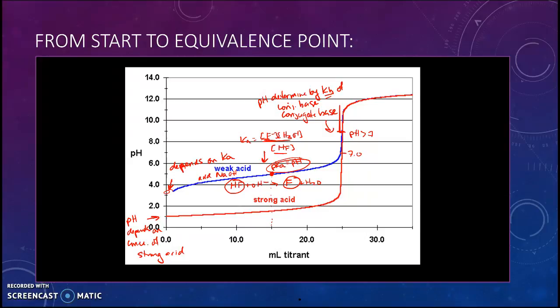So when we're thinking about this with a weak acid, we have a starting point where the pH depends on the Ka of the acid. We have the equivalence point where the pH depends on the Kb of the conjugate base. We have the half equivalence point where the pKa is equal to the pH. And during this whole region, we have our buffer solution.